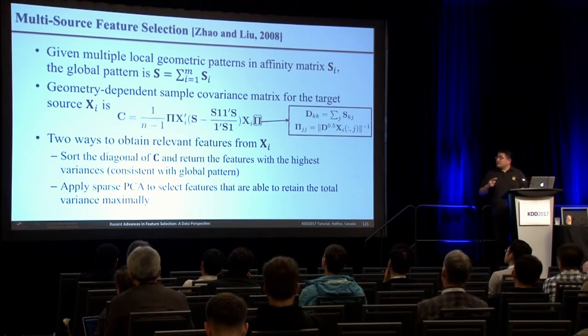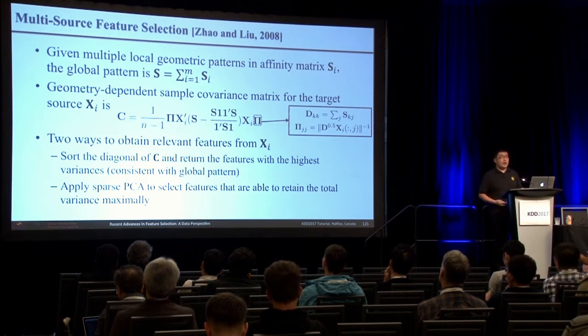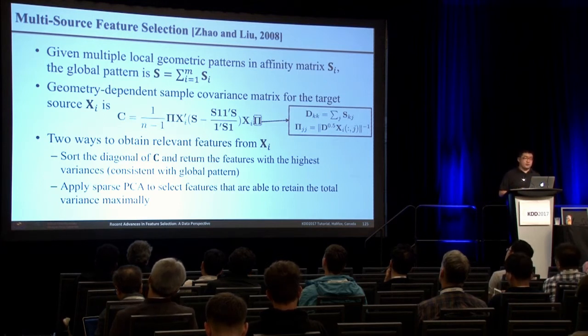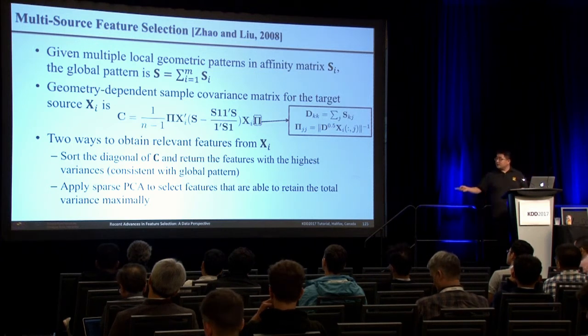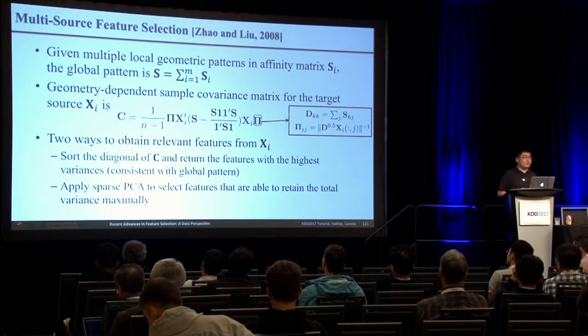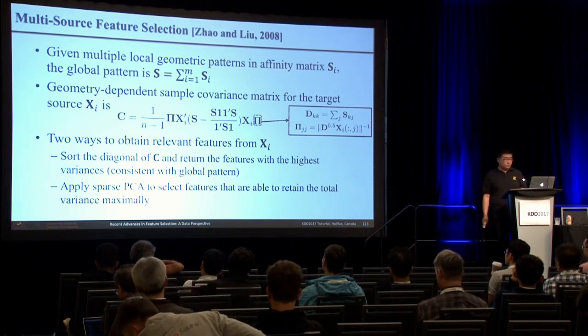So here the problem is that after we obtain the covariance matrix C, how could we find the features for the target source, for example, for the xi? And there are two methods. One method is that we can simply sort the diagonal of the C, and then we can return the features with highest variance. So basically, this method is equivalent to finding the features that are consistent with the global pattern.